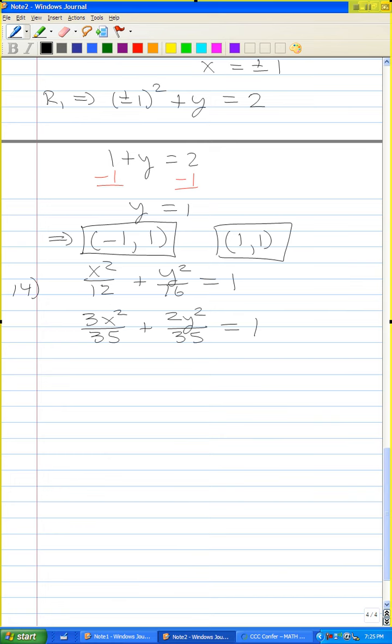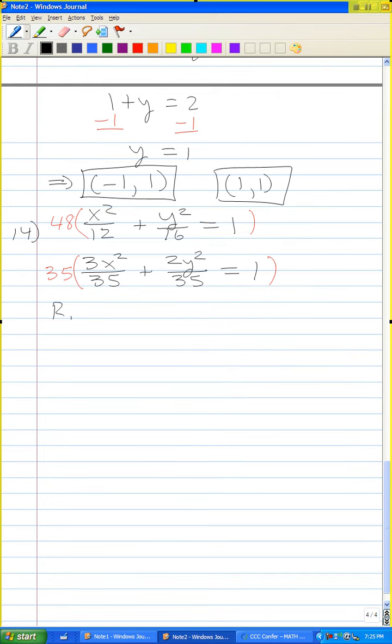And so, first off, maybe what I'll do is I'll multiply by 35, multiply by, let's see, that'll be 48, to get rid of all the denominators. So I get R1, 4x squared plus 3y squared equals 48, R2, 3x squared plus 2y squared equals 35.